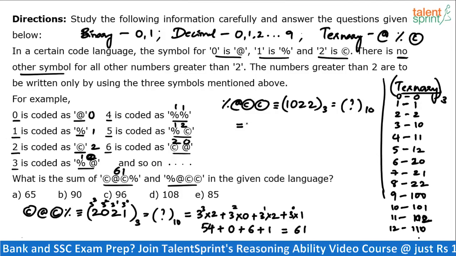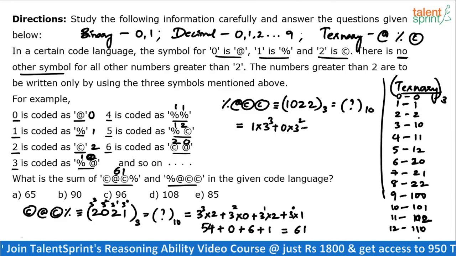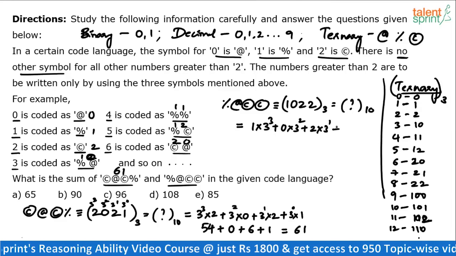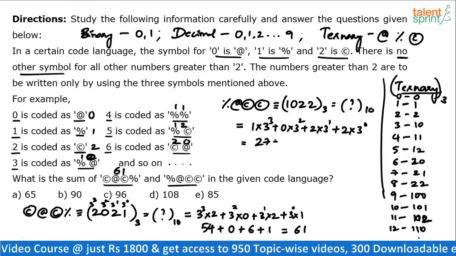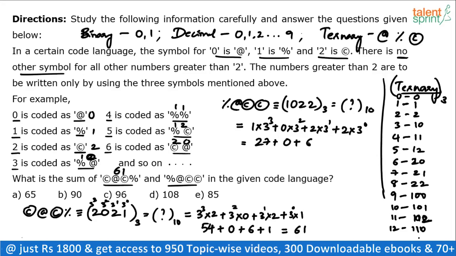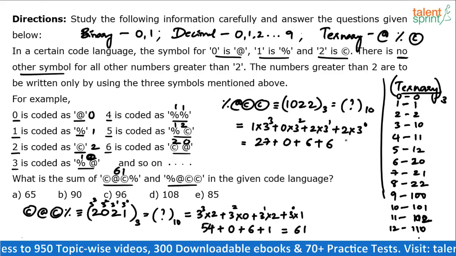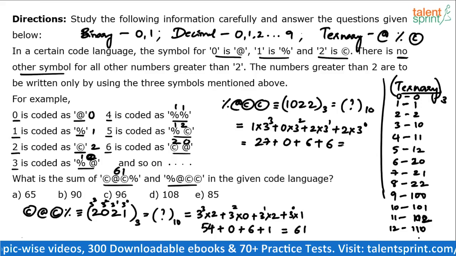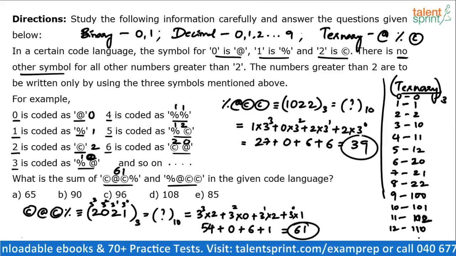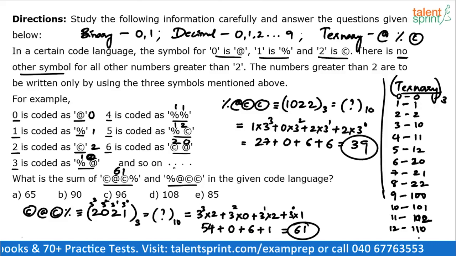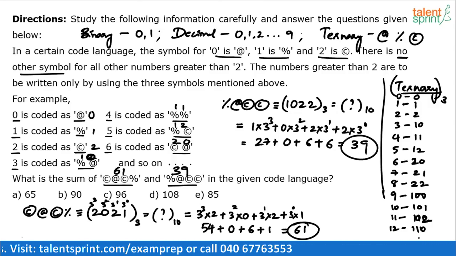So it will be equal to 1 into 3 power 3 plus 0 into 3 power 2 plus 2 into 3 power 1 plus 2 into 3 power 0. So this is like 27 plus 0 plus 6 plus 6. So 27 plus 12, which is 39. So 61 and 39. What is he asking us to find out? What is the sum of 61 and 39? Have I got it right?